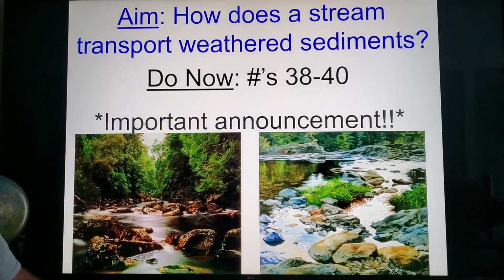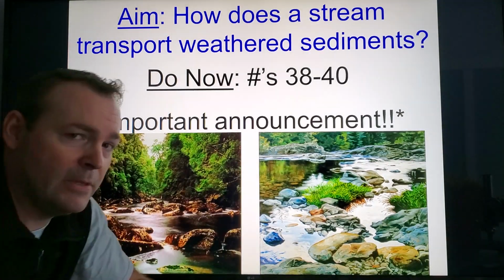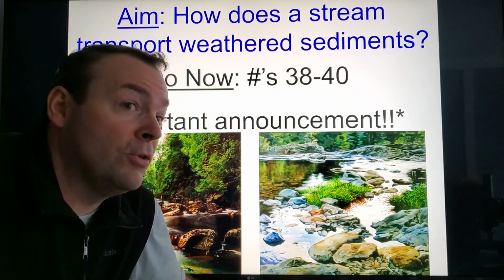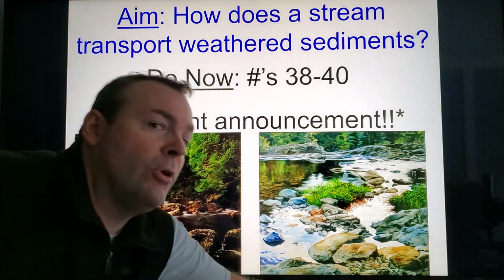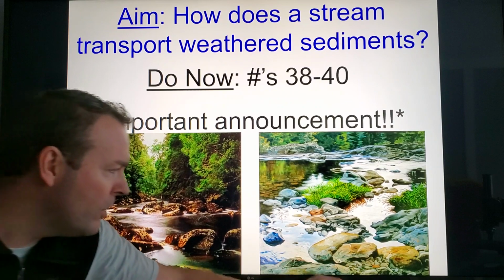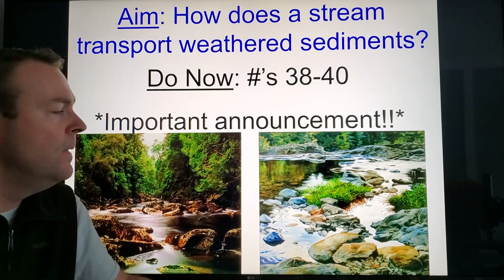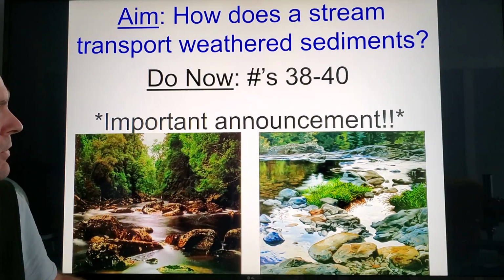Couple of beautiful pictures there. We're going to talk about how a stream transports weathered sediments today. We've been talking about weathering. We're going to focus a little more on the erosional part, right? Erosion is the transport. Weathering is the breaking down. Erosion is the transport of that sediment. And remember, water is the number one erosional agent. It transports sediments further, longer distances than any other of the agents. And today we're going to focus on rivers.